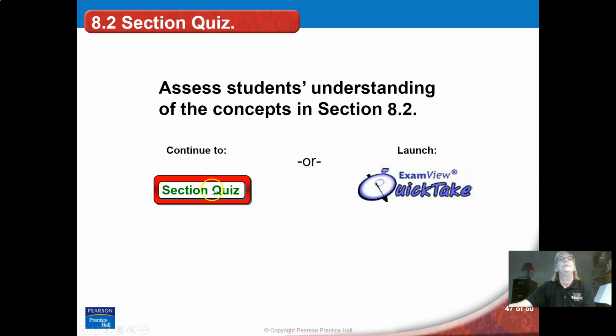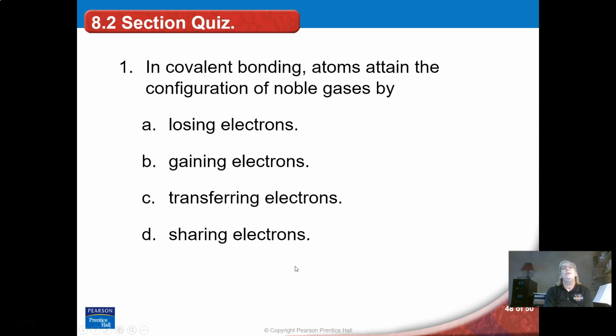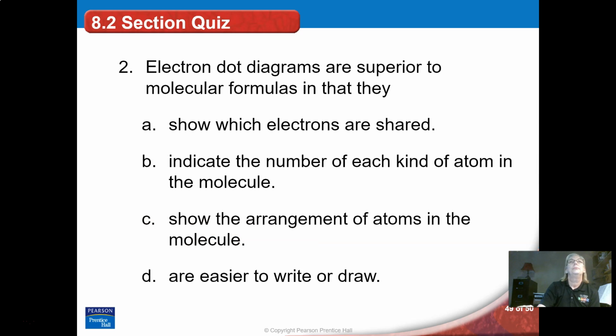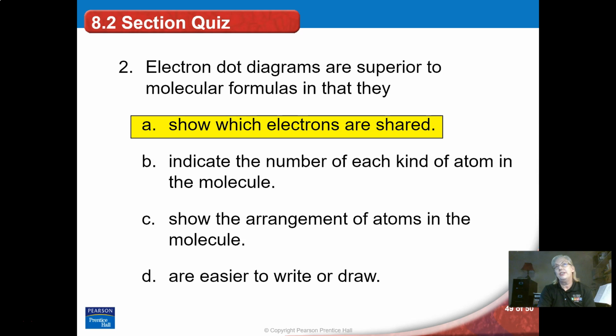So let's start a quiz. Okay. When we have covalent bonding, atoms are attaining the configuration of noble gases by, how are they doing that in covalent bonding? So they're sharing. So like I said, they're sharing their clouds so that they feel better and more stable that way. Electron dot diagrams are superior to molecular formulas in that what do they show? They show which electrons are shared, so they're a little bit better than just showing a formula like H2O. A dot diagram really shows what's happening on a much better level.